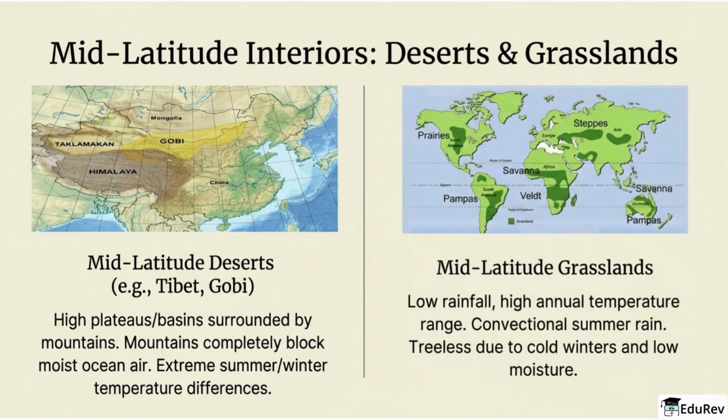Then the mid-latitude grasslands. These receive more rainfall than deserts, but still not enough for dense forests. Rainfall is low, annual temperature range is high, and much of the rainfall comes through summer convection. Trees remain absent mainly because of cold winters and limited moisture. So here is the distinction. Both are interior climates, but one is drier and mountain-blocked, while the other has enough summer rain to support grasses.